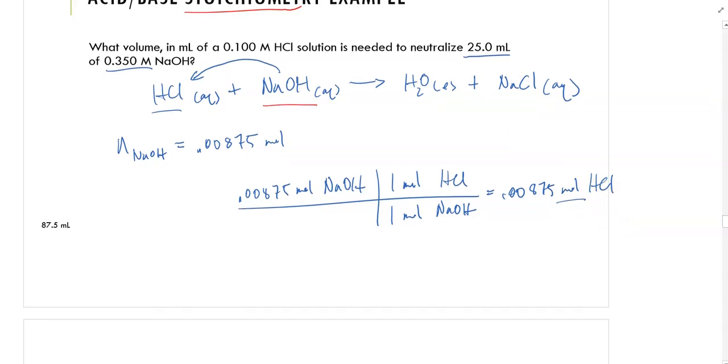So again, I'm going to apply the molarity formula. Again, I'm going to count on you to do some conversions between milliliters and liters. And your final answer there for HCl would be 87.5 milliliters.